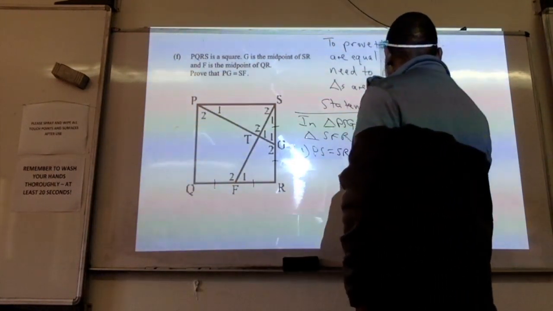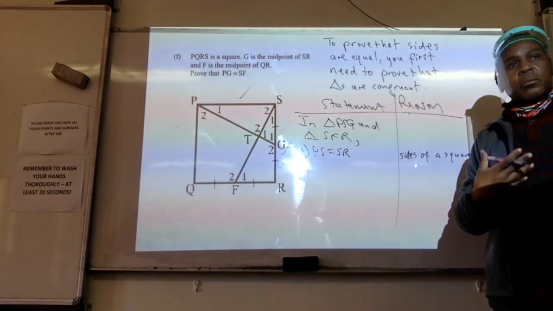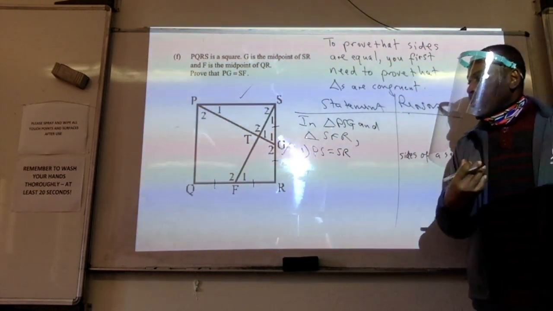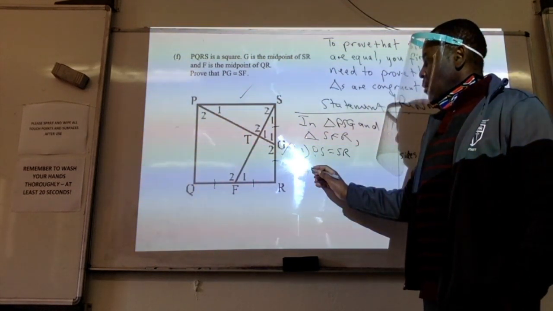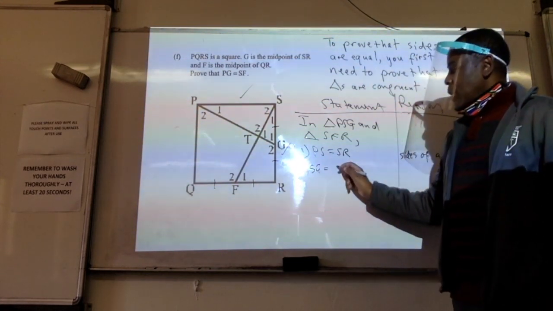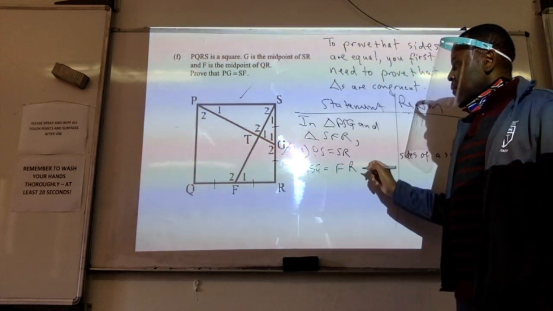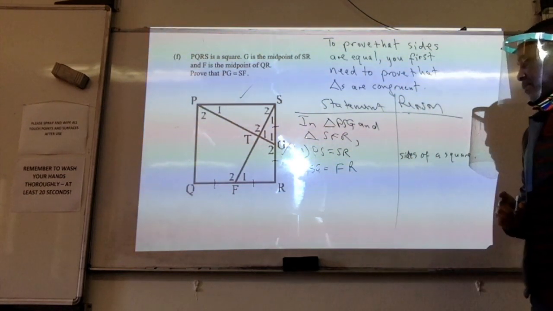So these are sides of a square. SG is equal to FR. You said SG, right? SG is equal to FR, and you are right, right? But what is the reason?